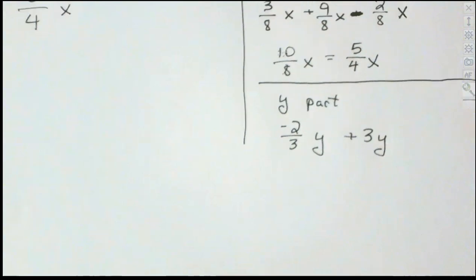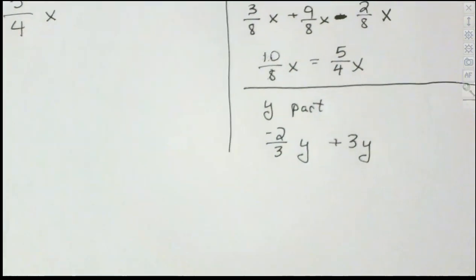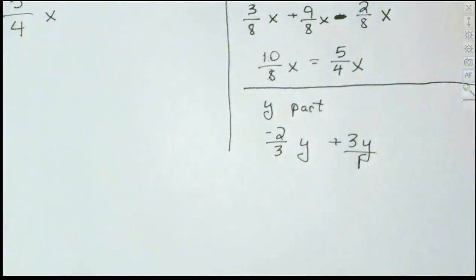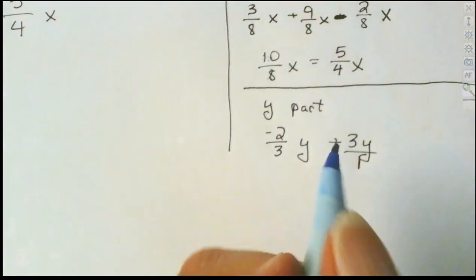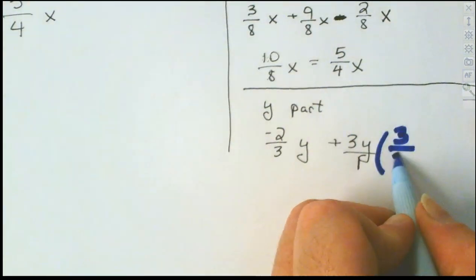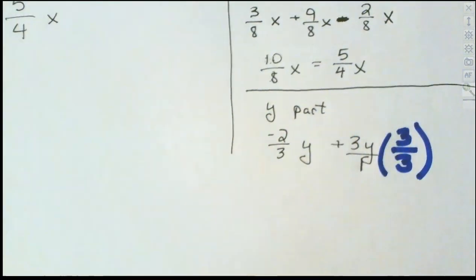Okay, well, how do we combine these together? Well, we can put that over 1. And we need common denominators. So let's take that 3y over 1, and let's use a 3 over 3. That way we get the same denominators.